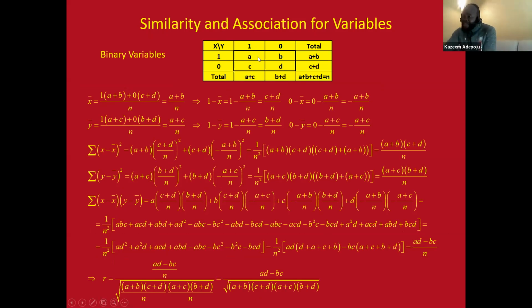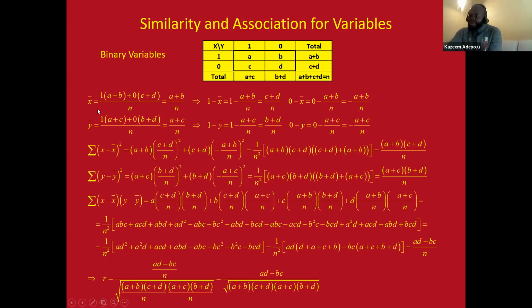Where we can say that the A here will be the number of matches for 1, when the first variable is 1 and when the second variable is 1. Now how many times do we have that? And when the first variable is 0 and the second variable is 0, how many times can we have that? And B and C are more or less like a mismatch. How many times do we have that?